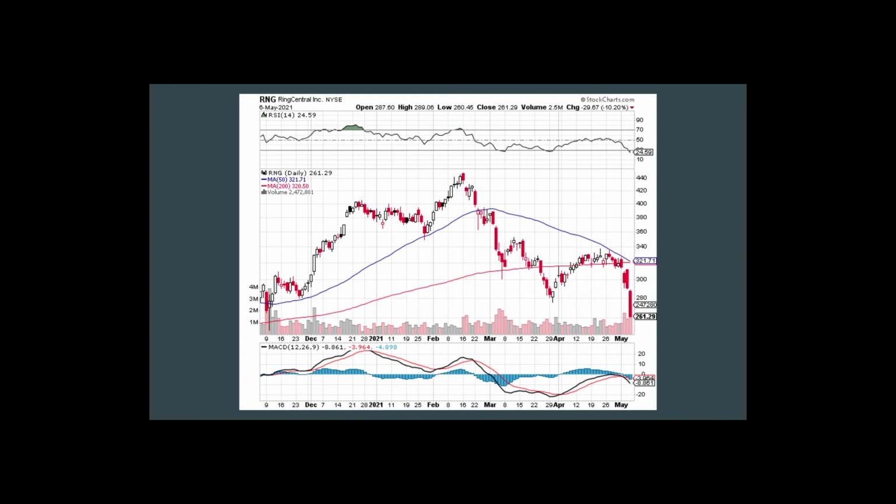Okay, RingCentral. How do we know it's going to go down? Declining RSI, it does the pop, gives you the drop signal. There's your bearish crossover on your MACD. Absolutely wonderful. Short.